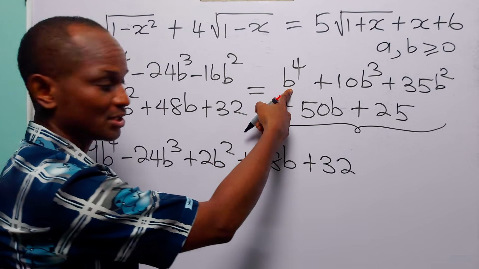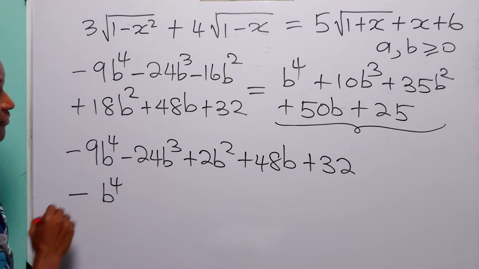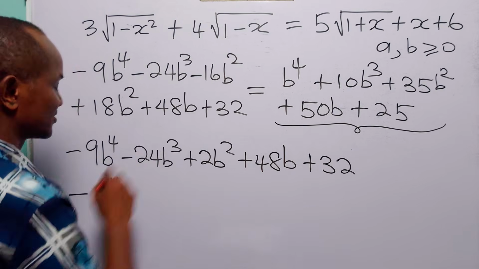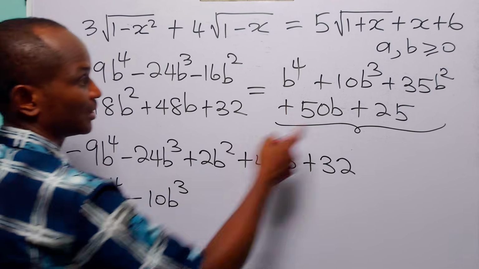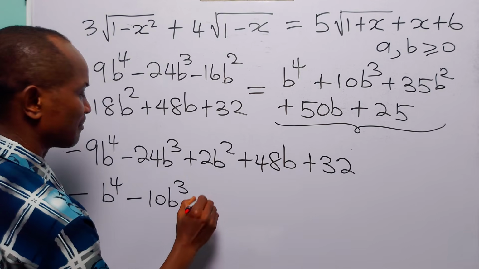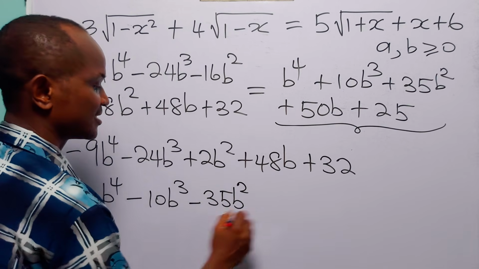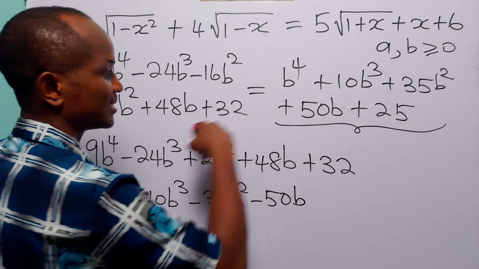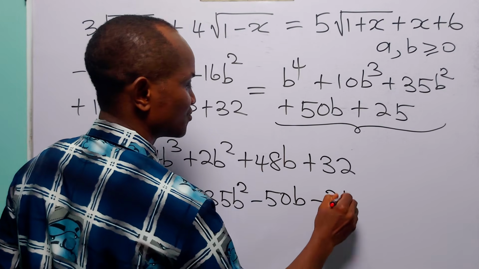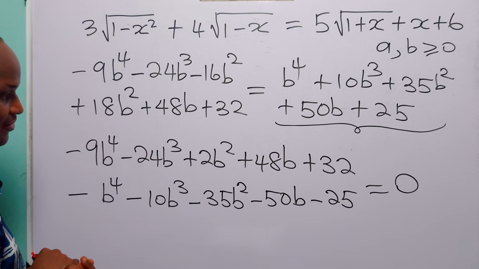Here we have b to the power 4. So this is going to be minus b to the power 4. This is going to be minus 10b cubed. This is going to be minus 35b squared. This is going to be minus 50b. And finally, this is going to be minus 25. And everything is going to be equal to 0.